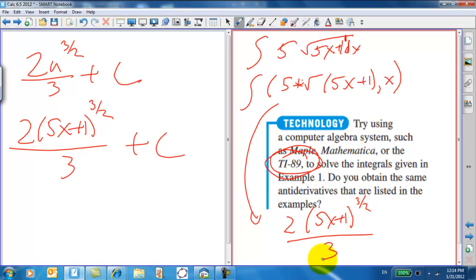Do you see the difference? It's missing something very key: the plus c, the constant of integration. So make sure if you're doing these on your calculator, you're aware that the calculator is not going to give you the whole solution set.